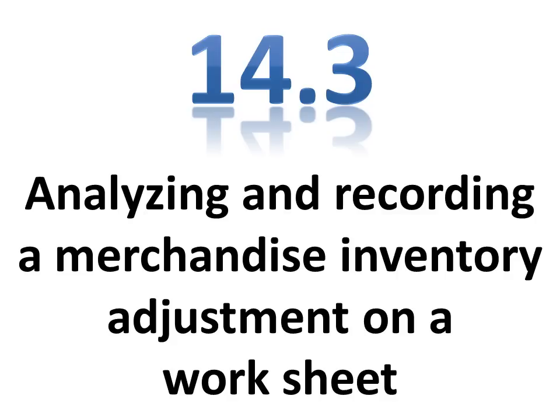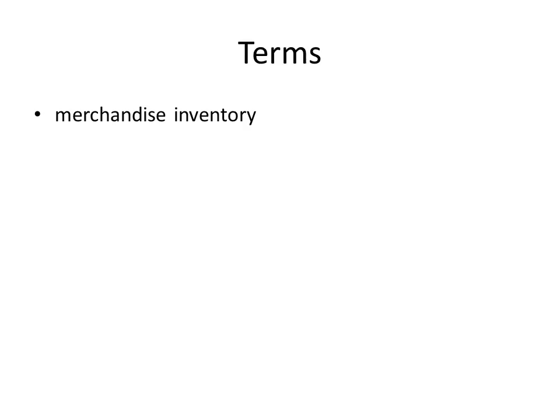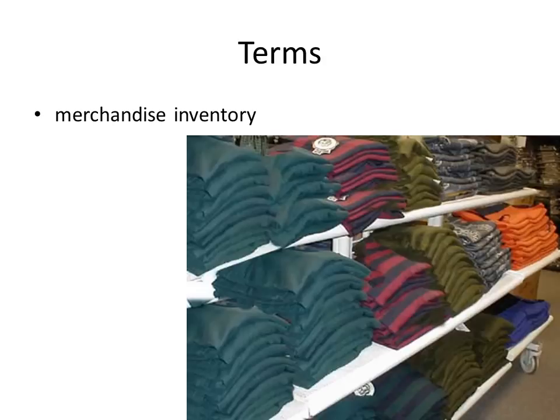In this lesson, we're going to talk about how to analyze and record a merchandise inventory adjustment on a worksheet. Before we get started, let's talk real quickly about some terms. The first term that is really important to know is merchandise inventory. The amount of goods on hand for sale to the customer is called merchandise inventory. Merchandise inventory is an asset account and it has a normal debit balance.